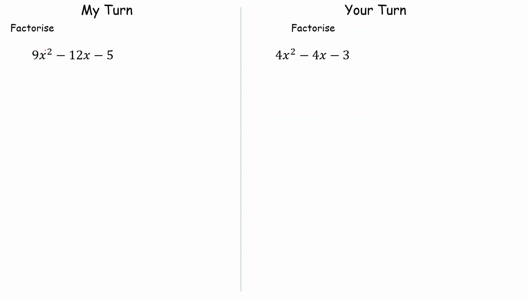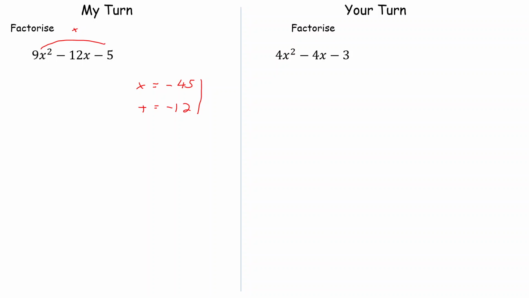Again, factorising with the harder quadratics, you need numbers that multiply to make your first times your last number. So 9 times negative 5 is going to give you negative 45. And the numbers that add to give you the middle part of the quadratic, which is negative 12. Okay, so minus 12. And then here, you've got to make sure you get your numbers correct. And if you weren't sure, you could try some numbers.